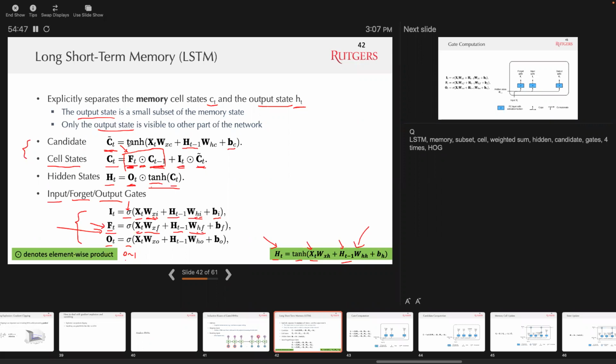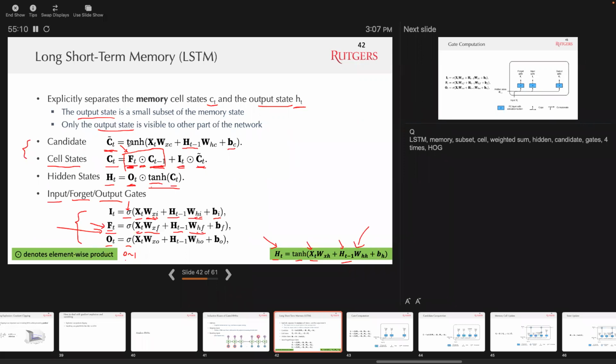In practice, these gates seem to automatically learn for themselves to avoid this problem. But your question is a good question, and this is exactly what motivates gated recurrent units to move beyond LSTM. And gated recurrent units, we're going to talk about this maybe 10 slides later or in the next lecture. It's exactly what you said.